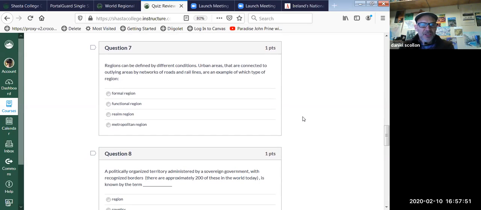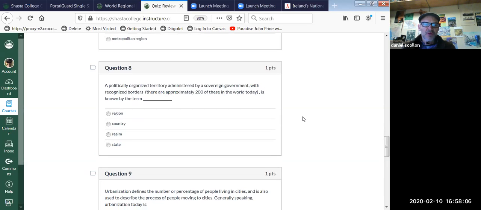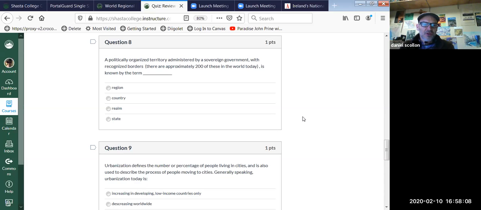Question number 7, regions can be defined by different conditions. So urban areas connected by roads and rail lines are examples of functional regions, also sometimes called networked regions, in contrast to the formal region we talked about a moment ago. A politically organized territory administered by a sovereign government is the definition of a state. And this is perhaps a little bit confusing to Americans because we think of states as the internal divisions, but actually in this case, the United States would be classified as a sovereign state.